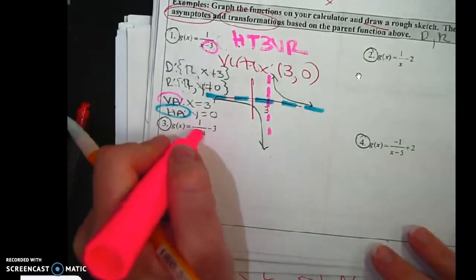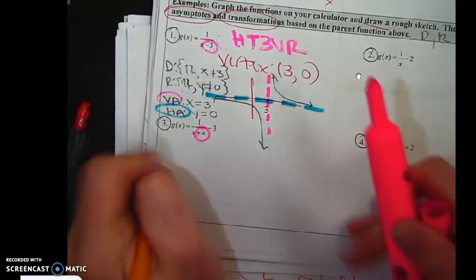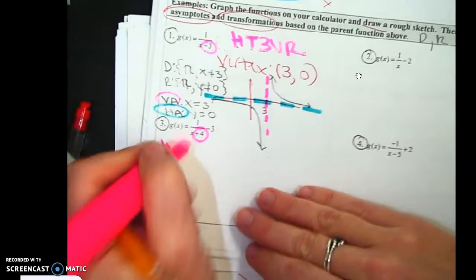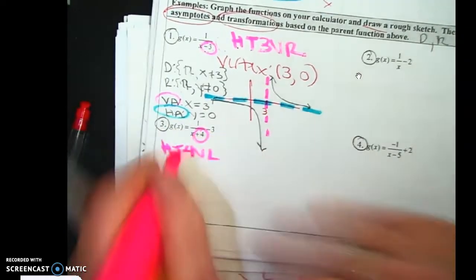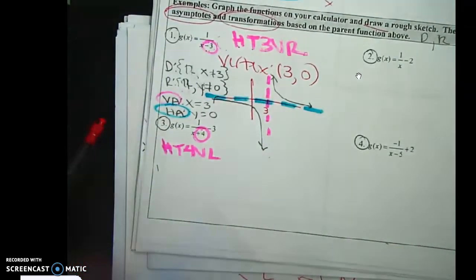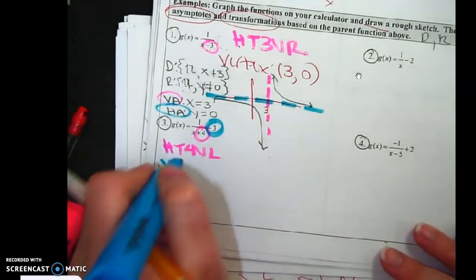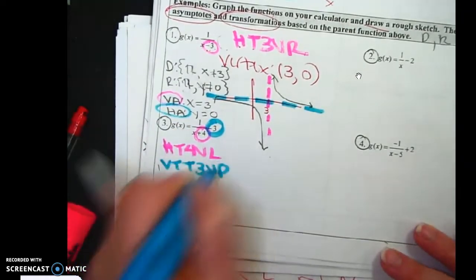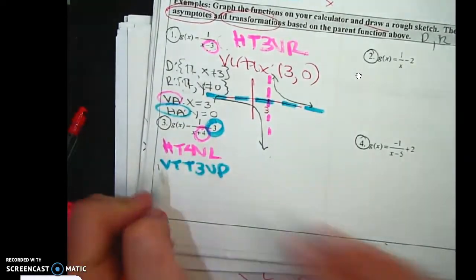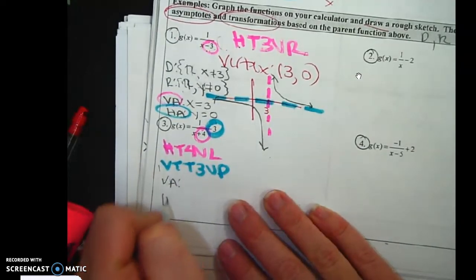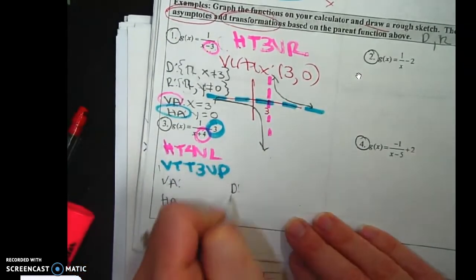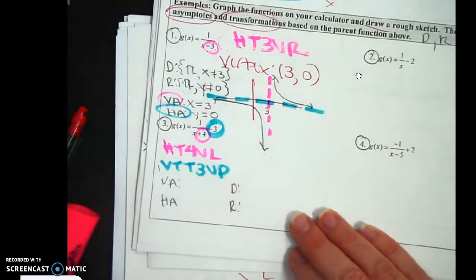So, horizontal translation, not a straight shooter, 4 units left. Vertical translation, 3 units down. Okay? So I'm going to go VA, HA, domain, and range. I want you to see how all this stuff's related, okay?